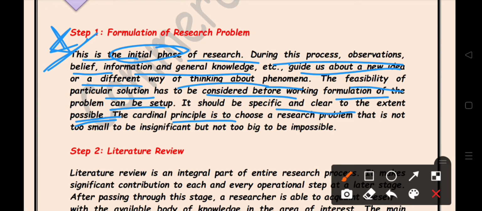The cardinal principle to choose the research problem is that it is not too small to be insignificant, but not too big and impossible. Means our research problem should be practical and general in nature. We just can't take any imaginary or impossible things. No, our research problem should be small and an accurate one.